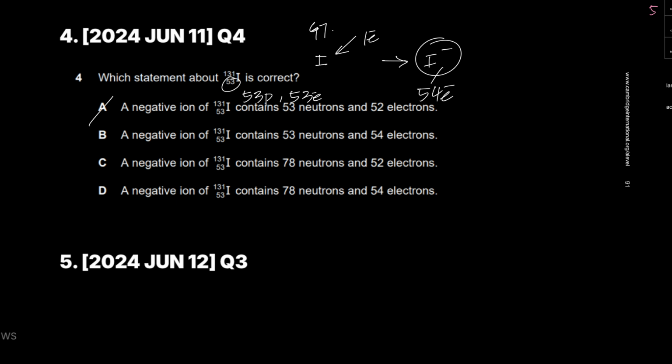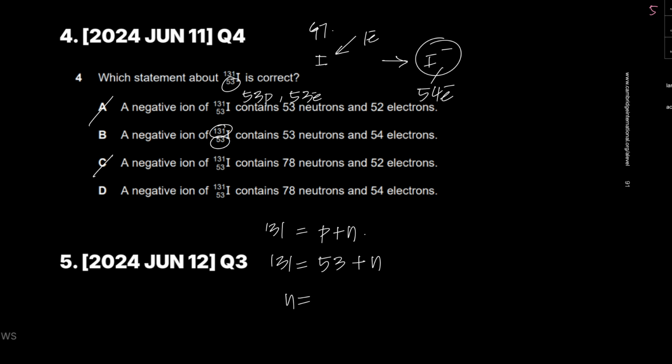Therefore, A and C are automatically wrong. A has 52 electrons, C is also showing 52 electrons. They should have 54 electrons. Now, how many neutrons does it have? How do you calculate the number of neutrons? 131 is the mass number, which is equal to the total number of protons plus neutrons in the nucleus of the atom. 131 should be equal to the number of protons plus neutrons, so let's calculate the neutrons. How many neutrons do you have?